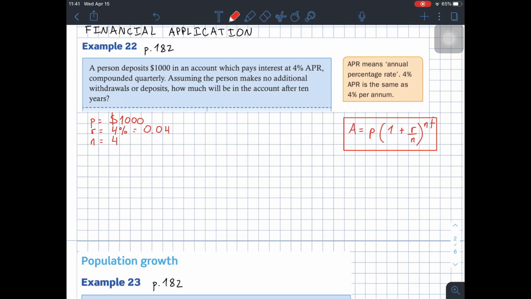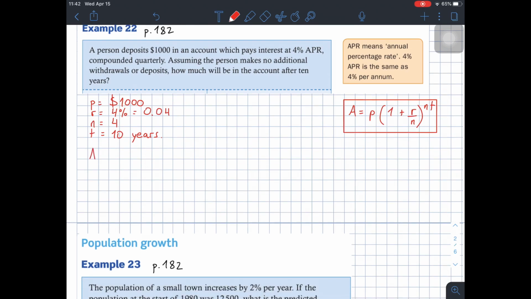The 10 years represents the value of t. So t equals 10. We could write it as years. Okay, so once we have all of the information, I can already calculate A, which is what we're asked: how much will be in the account after 10 years? So by applying the formula, we would get A equals 1,000 times (1 plus 0.04 over n, which is 4) to the power of 4 times t, which is 10.